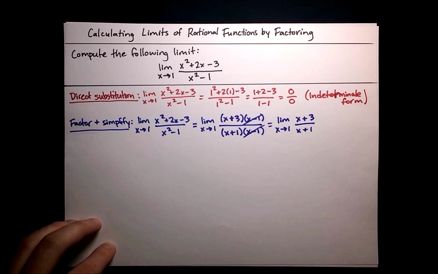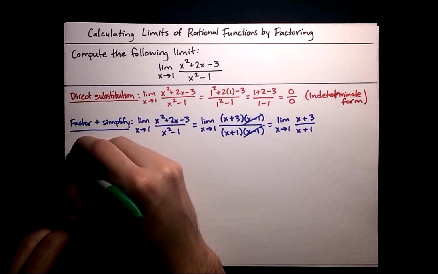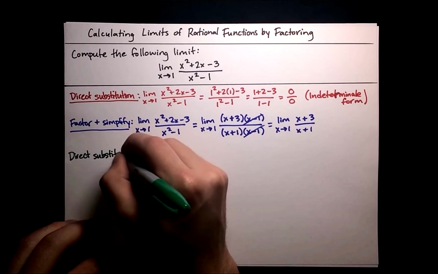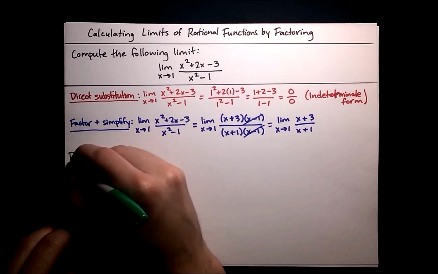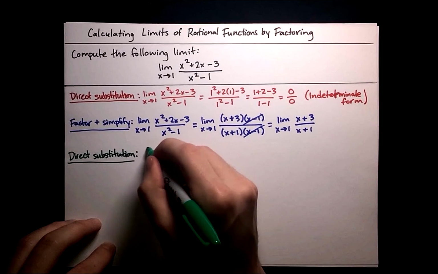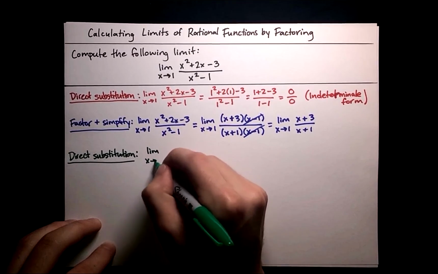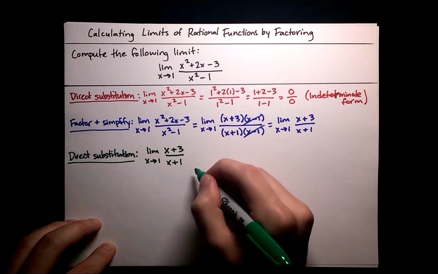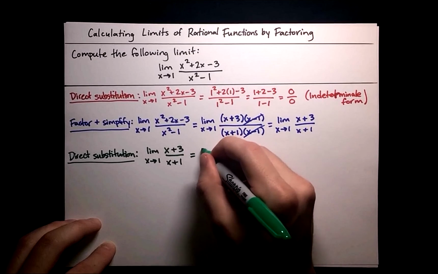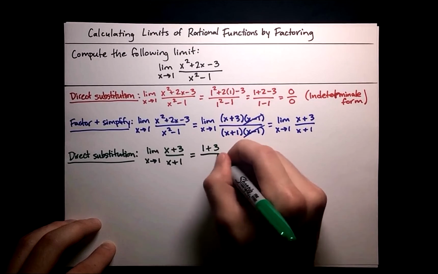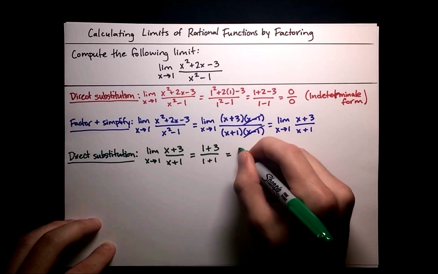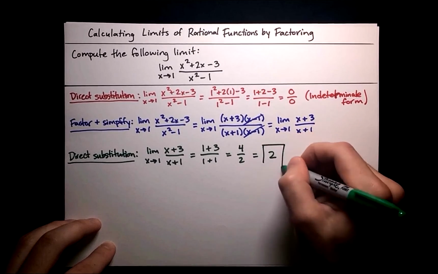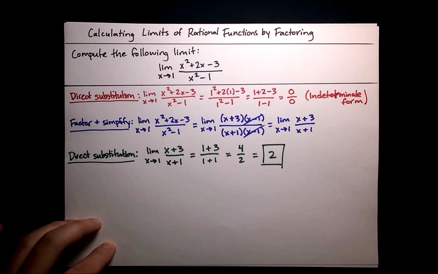Alright, so now we've simplified the limit a bunch. Let's go ahead and try direct substitution again now that we've simplified the limit. So it becomes the limit as x approaches 1 of (x plus 3) over (x plus 1), and we just substitute in x equals 1 there, so 1 plus 3 over 1 plus 1, which is equal to 4 over 2, which is 2. So there we go. We have a sensible answer now. 2 is the value of the limit.